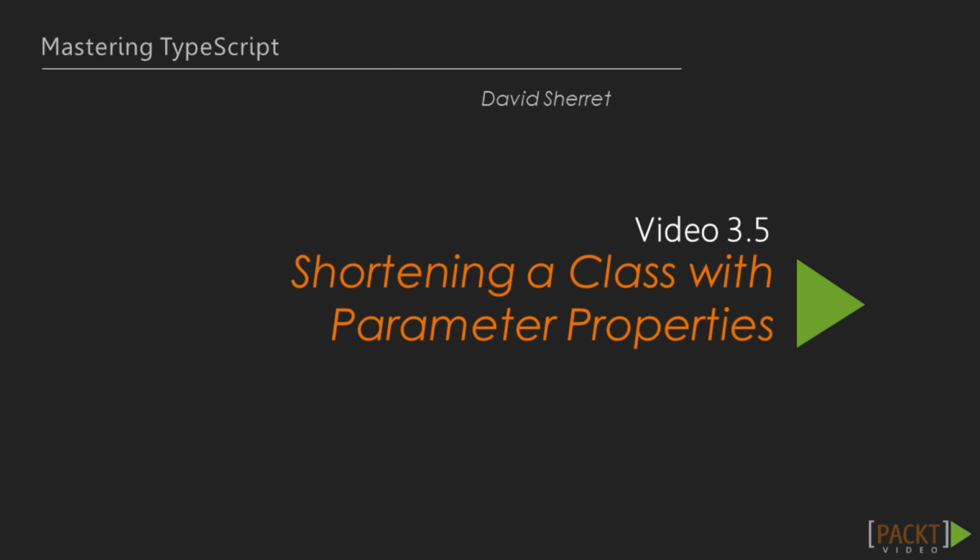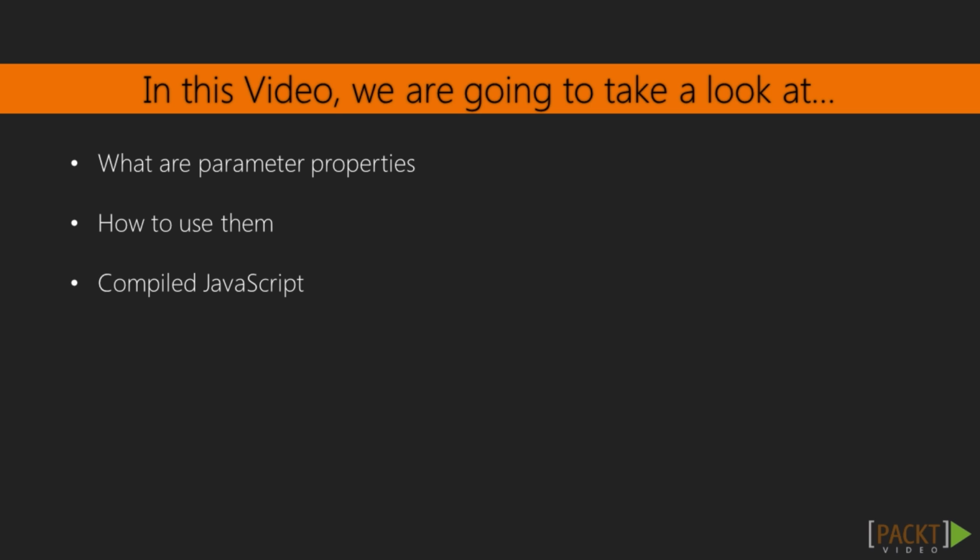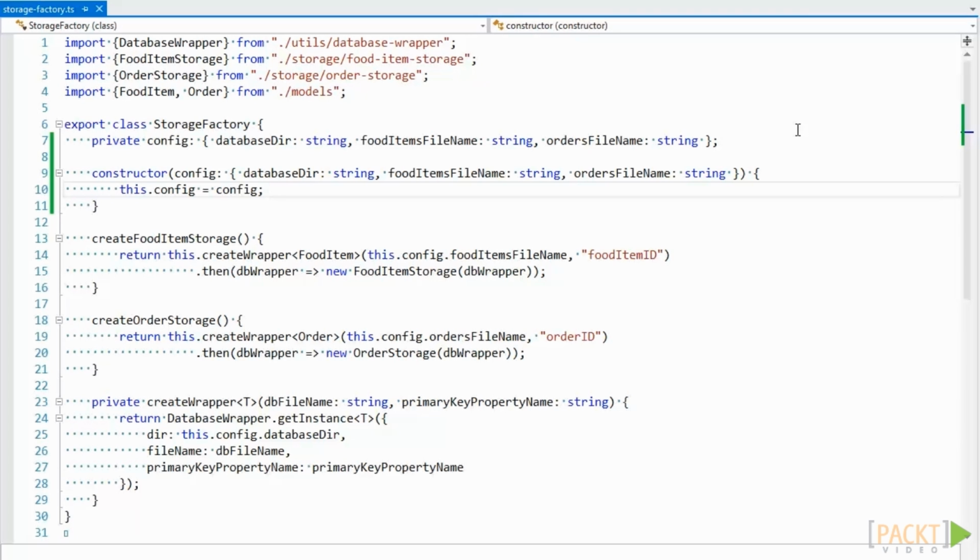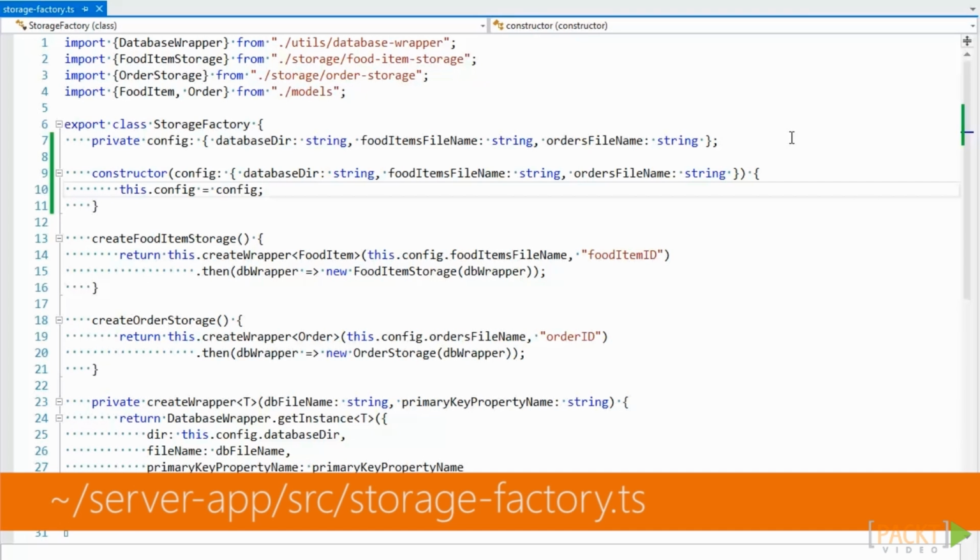In the previous video, we looked at some static class-like JavaScript patterns in TypeScript. In this video, we're going to shorten our class with parameter properties. First, we'll look at what parameter properties are, then how to use them, and finally, at what the compiled JavaScript code looks like. For this video, we're going to go back to the storage factory class we saw a few videos ago.